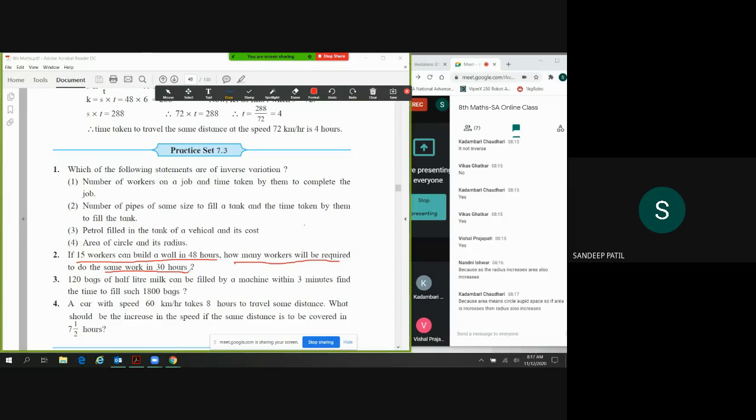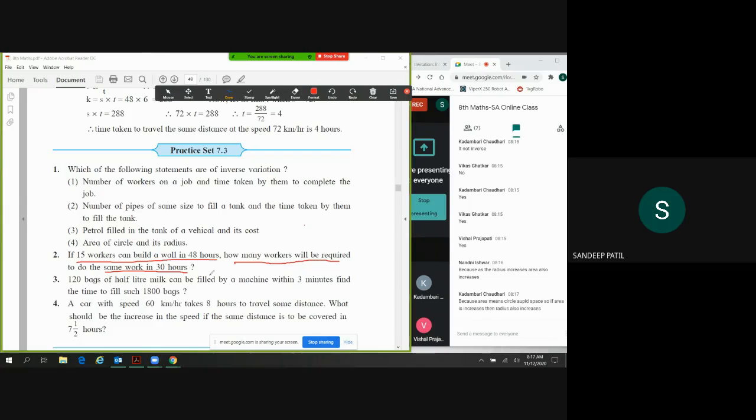Yes, thank you for the answer. I can see the answer is that if the area increases, then the radius also increases. Yeah, that's correct. So we'll move forward.